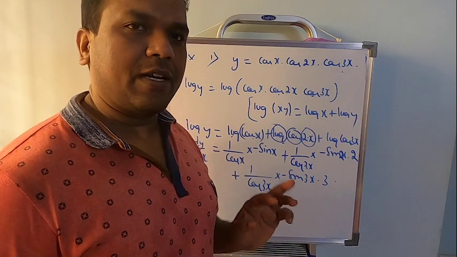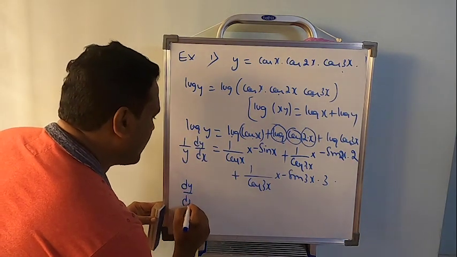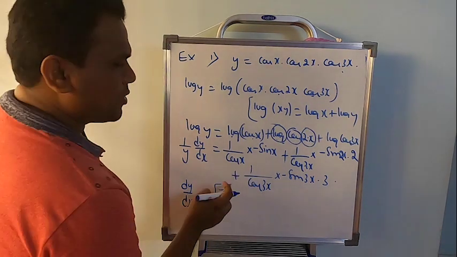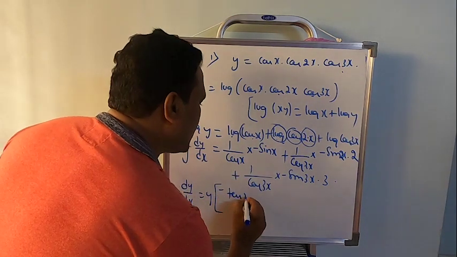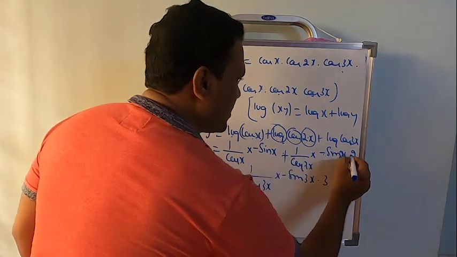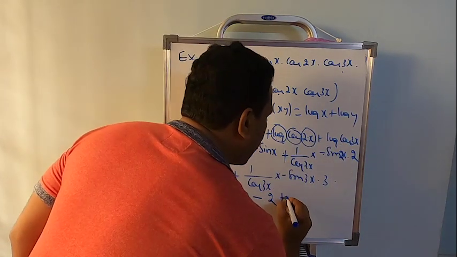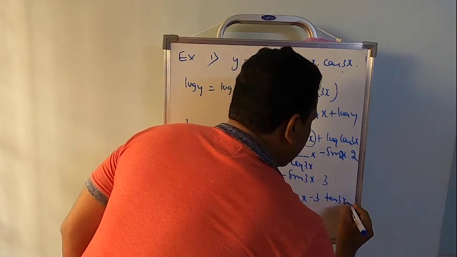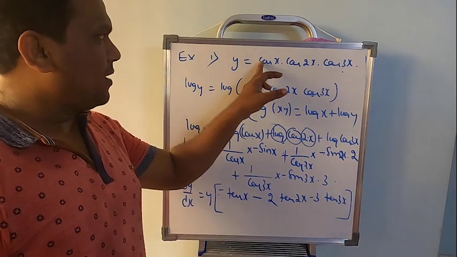The rest is simplification. Every time the y term has to be shifted to the right side. So on simplifying, dy by dx equal to y multiplied by, it's better to write down in the simplest form. Sin x by cos x will be tan x, but there is a minus sign, so minus tan x. Now here plus into minus will be minus, so 2, let's write down. Sin 2x by cos 2x will be tan 2x. The last one minus 3 tan 3x. The last step, not to forget, replace the value of y by this.